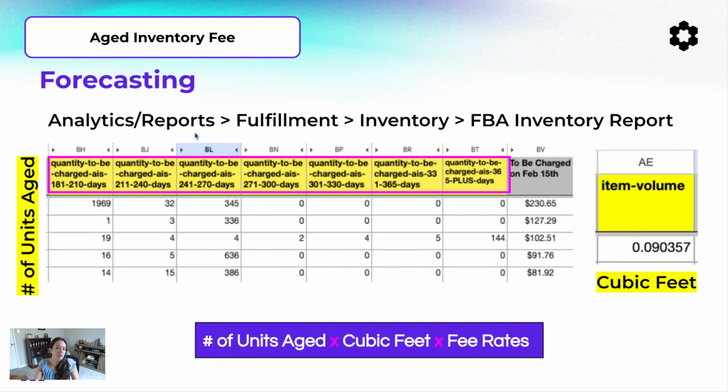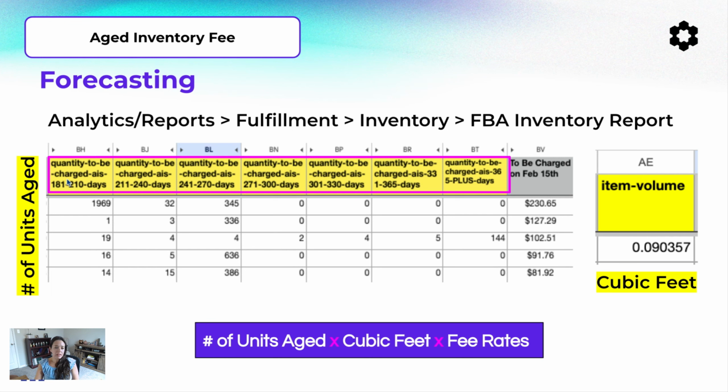This is the path. You go to reports, fulfillment, inventory, and then it's called the FBA inventory report. And in the inventory section, you have to click the more tab. So it opens up. It's actually kind of hidden, and a lot of people don't know about it. And even if they knew about it, a lot of people don't know how to read it, right?